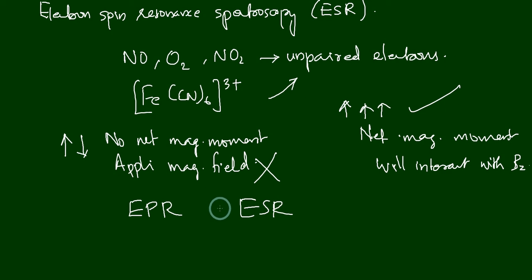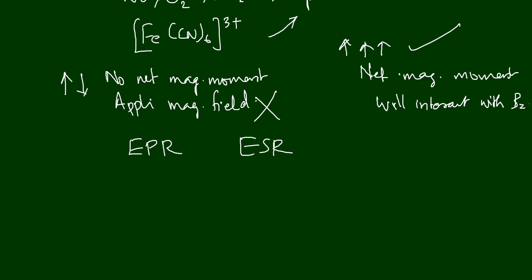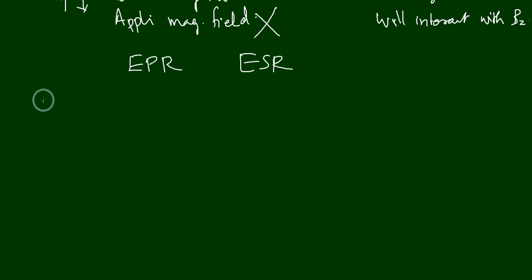Okay, and now we are going to learn the principle of ESR spectroscopy. It means how the ESR spectrum will originate from molecular species or radicals containing unpaired electrons, or complex ions or complexes containing unpaired electrons. That we are going to learn next. So, the principle of ESR spectroscopy.